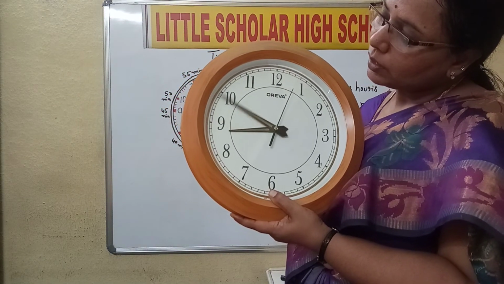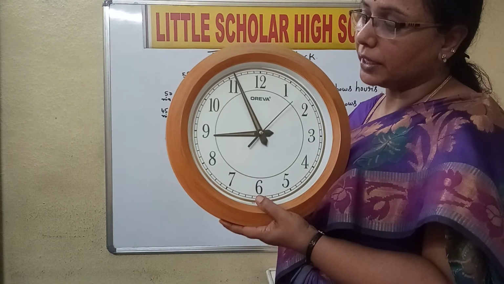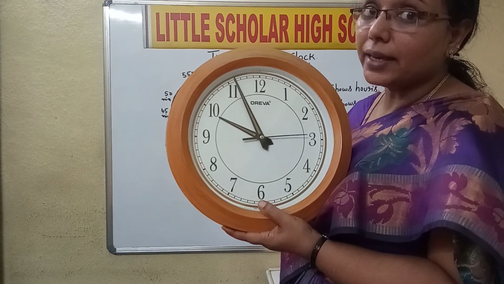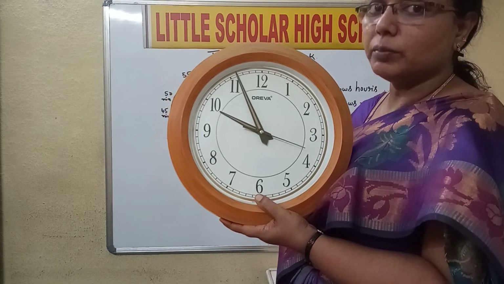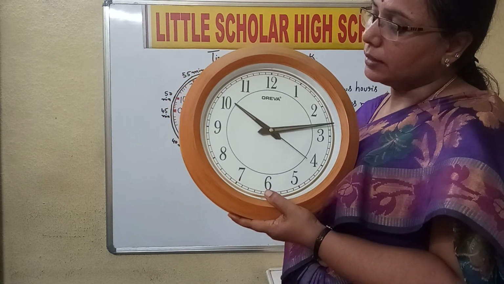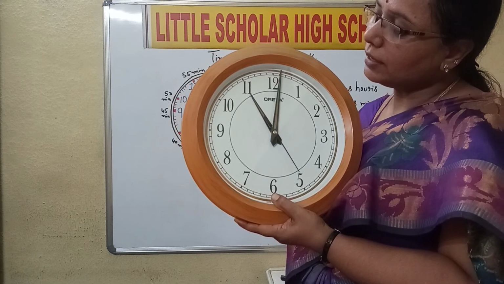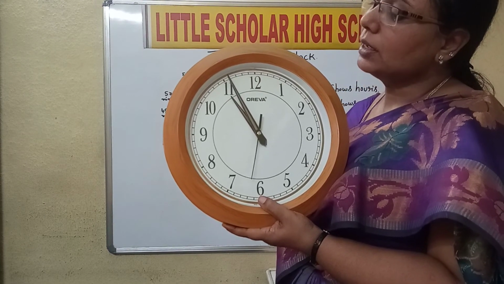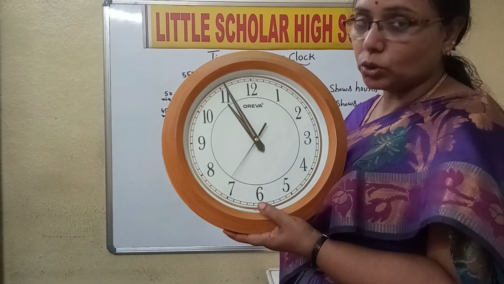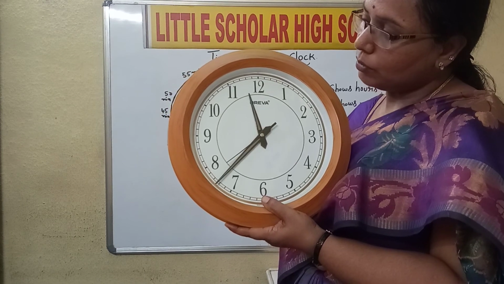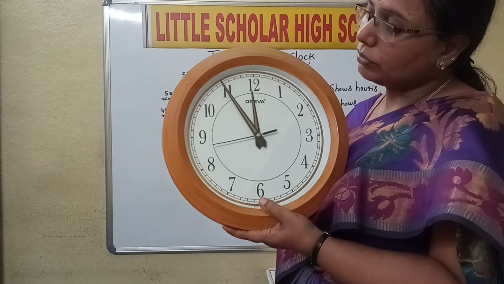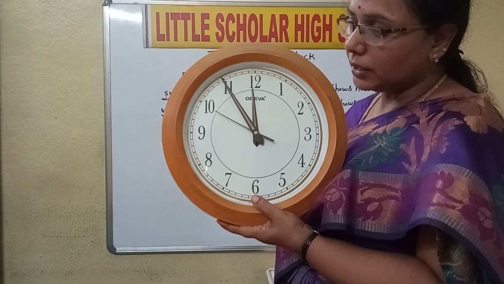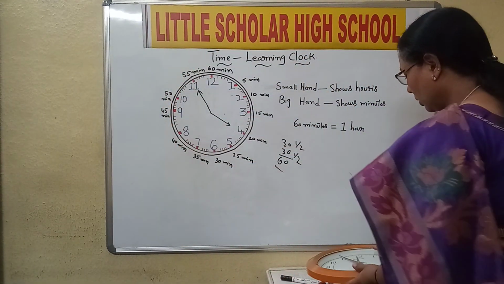Now you see this. 5 to 9. 5 to 10. More 5 minutes are there for 10. So 5 to 10. More 5 minutes are there for 11. So 5 to 11. Now more 5 minutes are there for 12. So what will we say? 5 to 12. Okay.